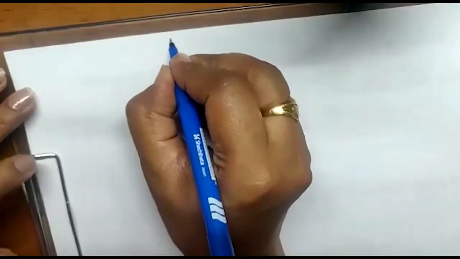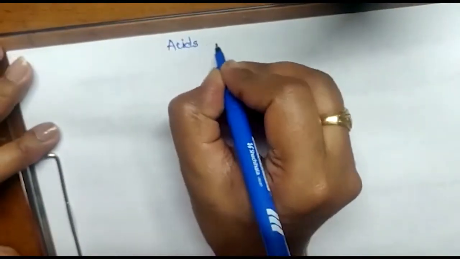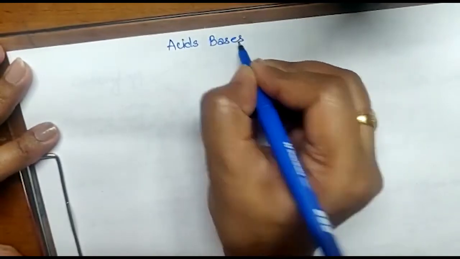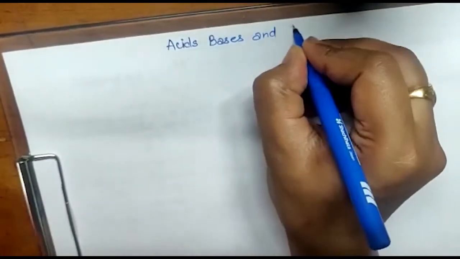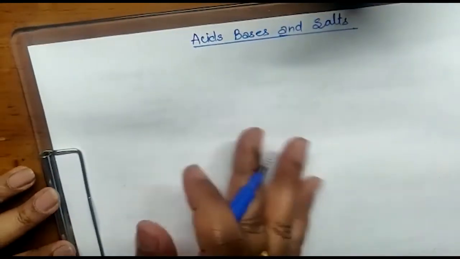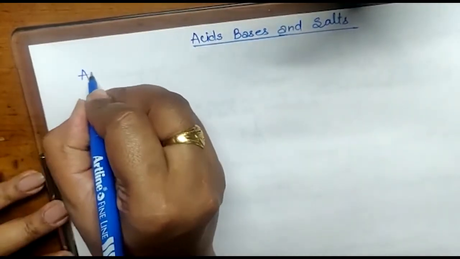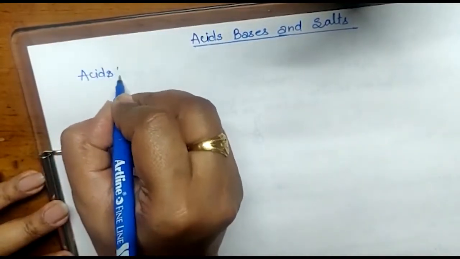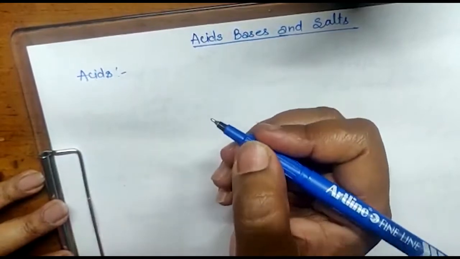So today we are going to start the new chapter, that is acid, base and salts. One by one we will go through with this. First we will do acid, base, and then at last we will do the salt. Okay, so if we go through this acid, actually it is a term which is derived from the word acidus.